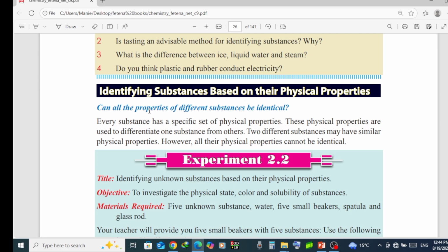So can all the properties of different substances be identical? Alright. Every substance has a specific set of physical properties.